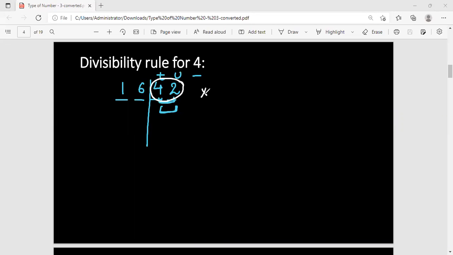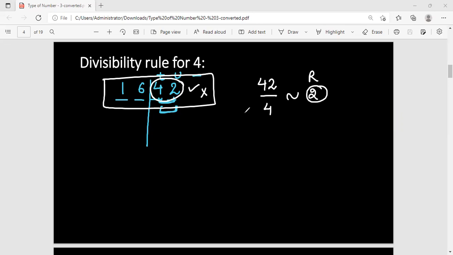Moreover, we can determine the remainder by 4 also. So we'll take this 42. 42 when divided by 4, what is the remainder? The remainder is 2. So whatever be the number of digits in it, okay? You found this remainder. The same will be the remainder if the complete number is divided by 4.